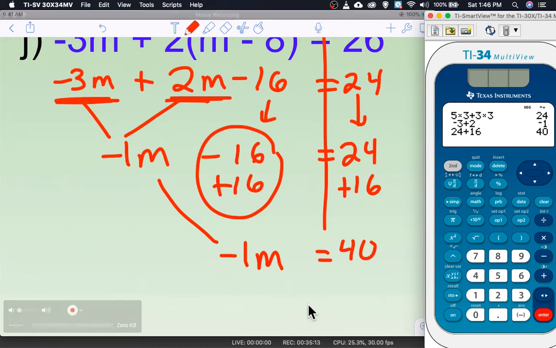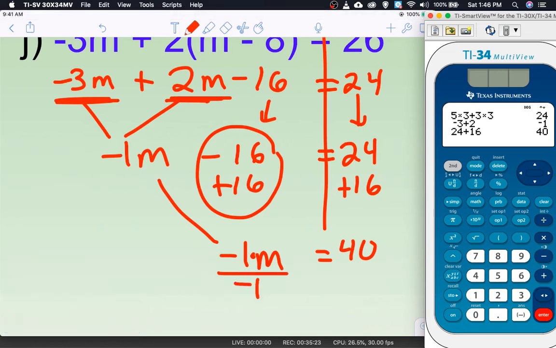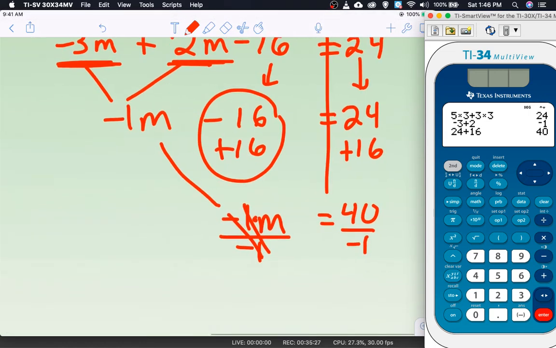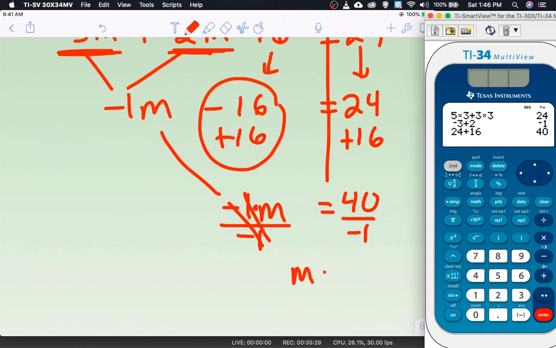Now here we have this negative 1m. In order to get rid of this negative 1, this is negative 1 times m. That is a multiplication. So if I divide by negative 1 on both sides, these cancel. And m equals negative 40. And we have our solution.